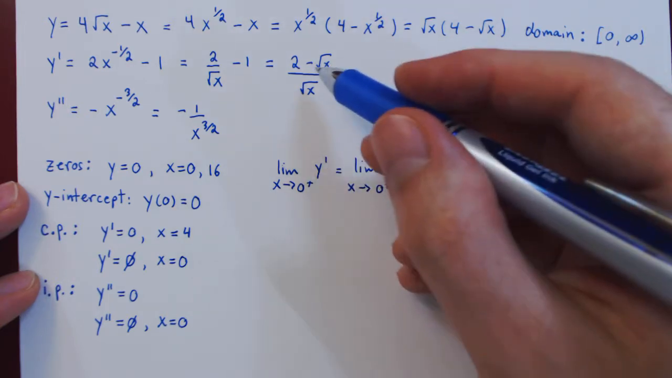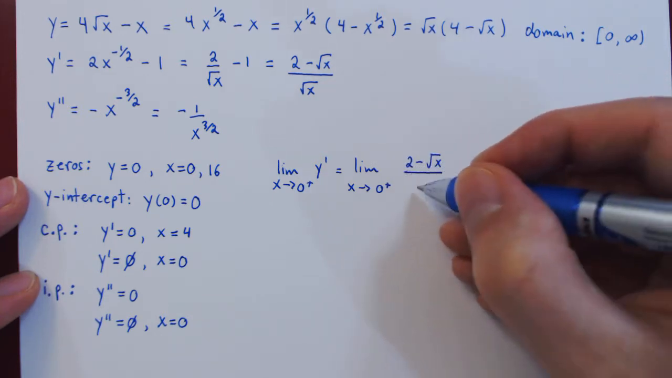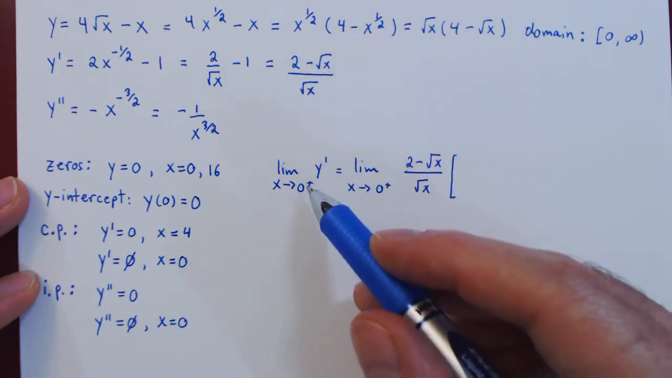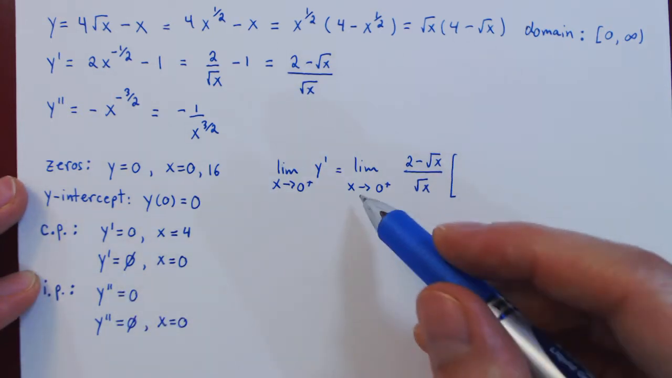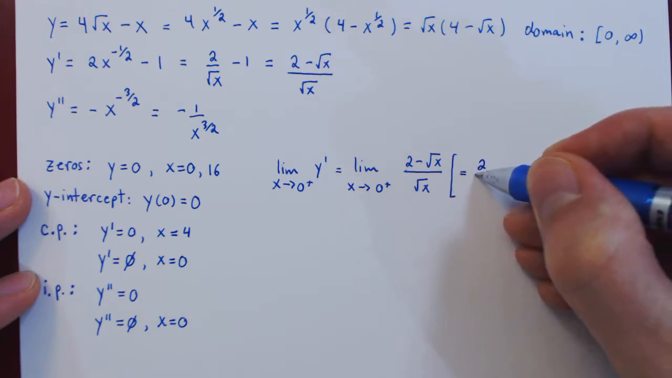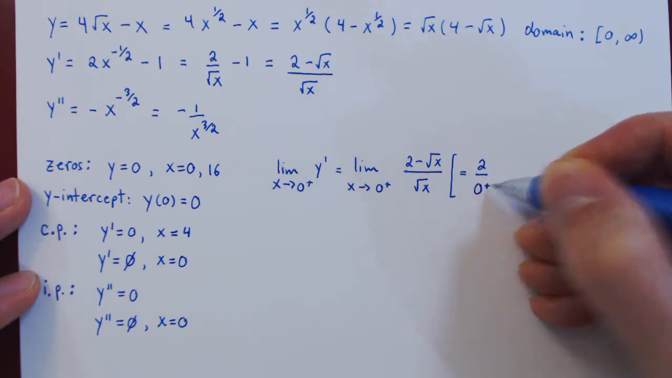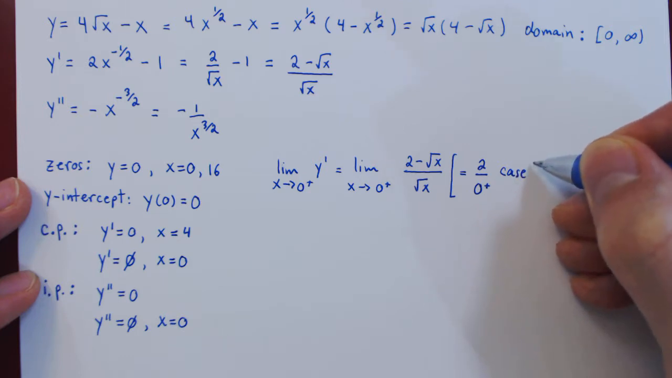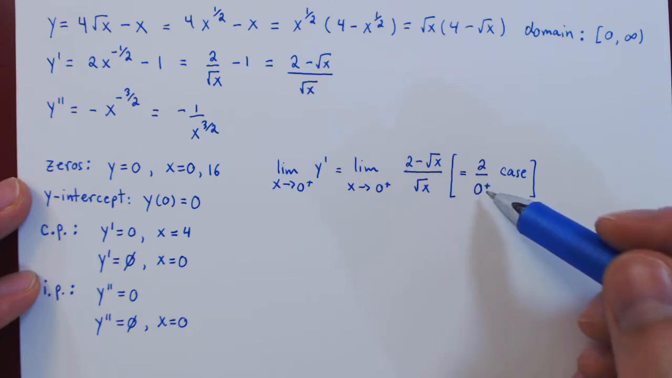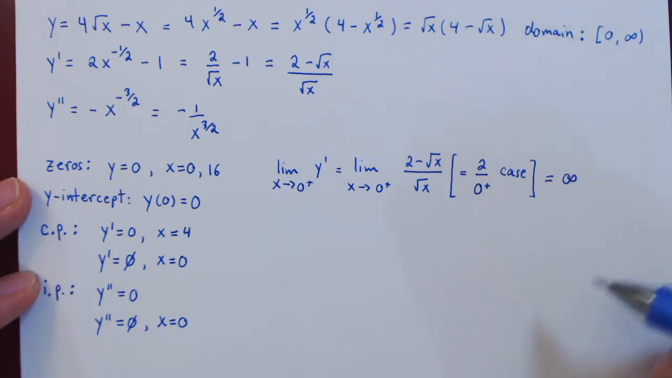So let's replace the derivative by this form, 2 minus root of x over root of x. And let's see what the case of our limit is. After all, we knew that the derivative was not defined at x equals 0. So as x approaches 0, the numerator will be approaching 2 over, and as x approaches 0 from the right, root of x shrinks to 0, but is always positive. So we have a 2 over positive 0 case. So as 2 gets divided by a smaller and smaller but positive number, the fraction becomes larger and larger, so the limit is equal to positive infinity.